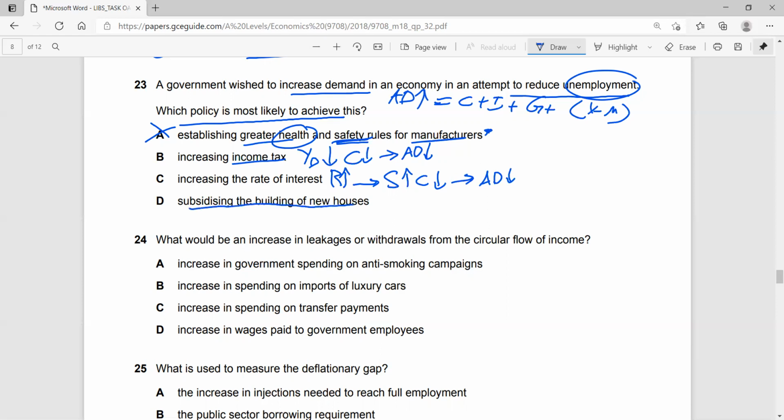Subsidizing the building of new houses. And this is clearly a government expenditure. We've seen there's a direct relationship. If government expenditure increases, aggregate demand increases. You'll also reduce unemployment because there's more demand, like you'll use some workers to build these houses. So that'll open up more jobs and things of that sort.